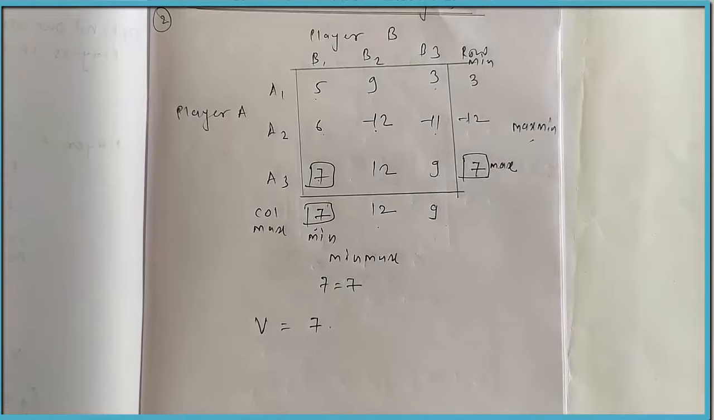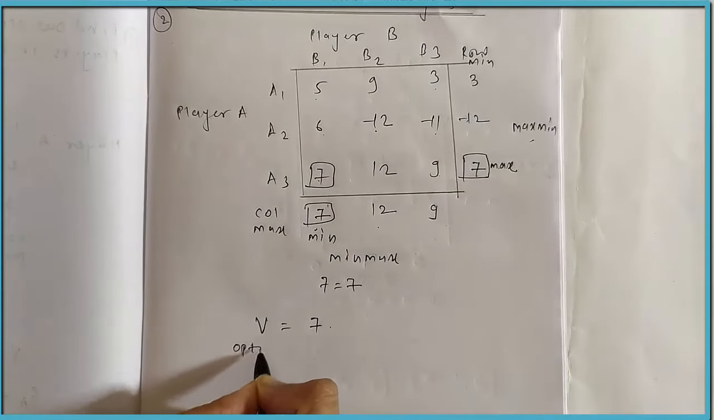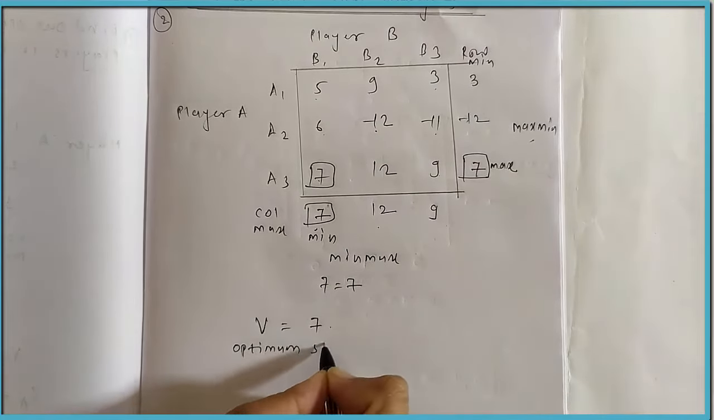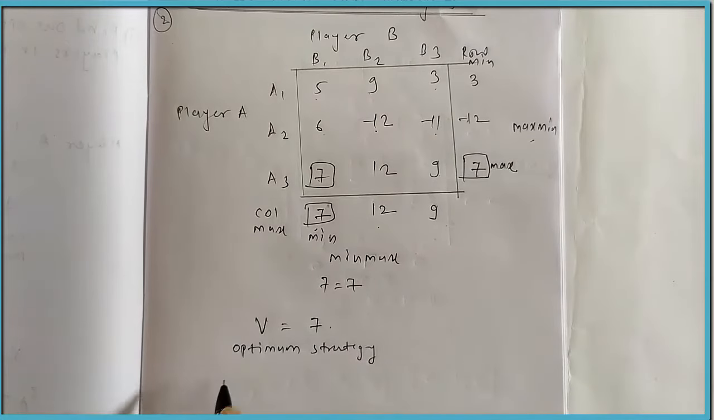And finally, we want to write down the optimum strategies for player A and player B. Now here, the optimum strategy for player 1.